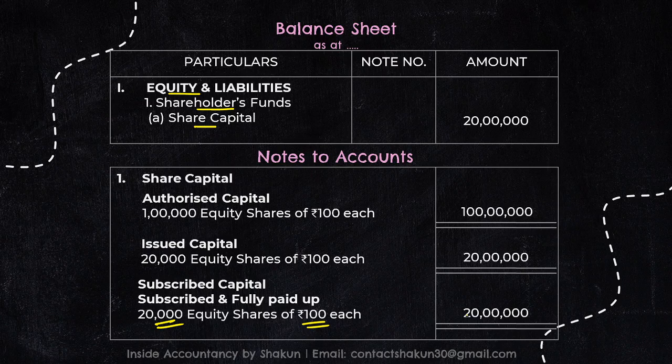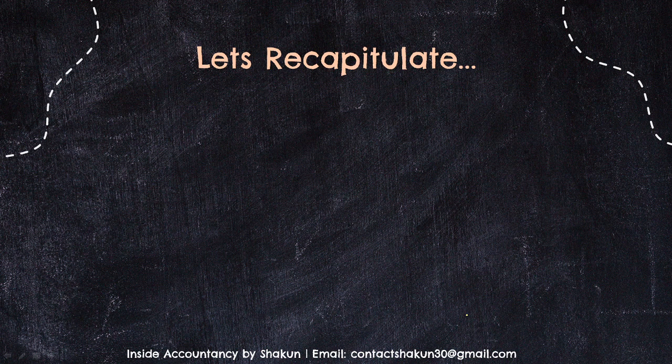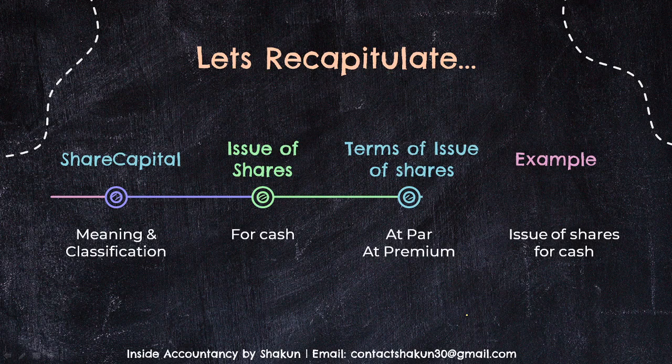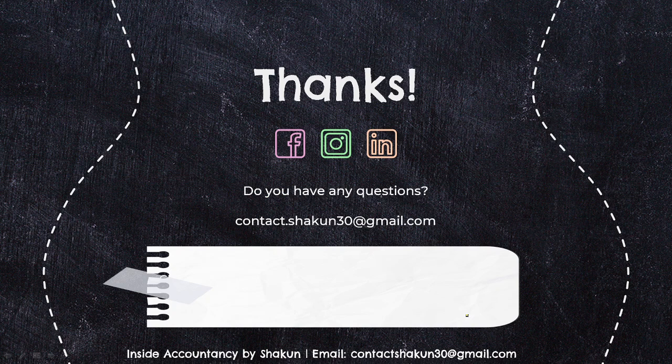This is how we are going to show it in the balance sheet. I hope the concept is clear and I hope all the journal entries are clear. We have talked about in this video about share capital, the issue of shares for cash, how they can be issued at par and at premium, and we've taken a full-fledged example for explaining the same. I hope the concepts are clear to you.